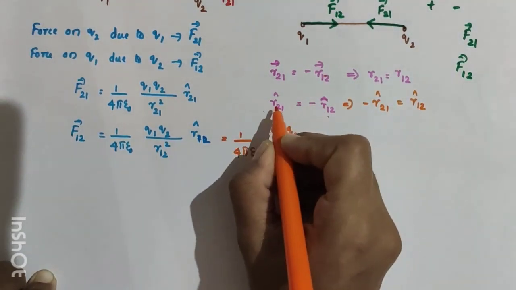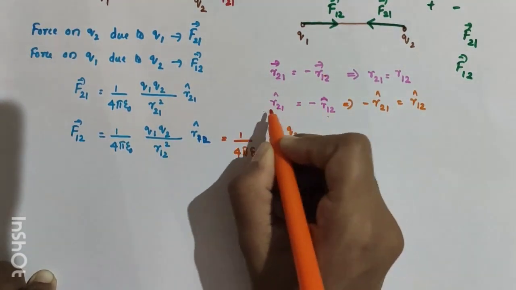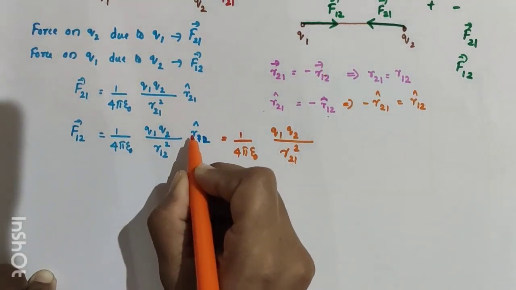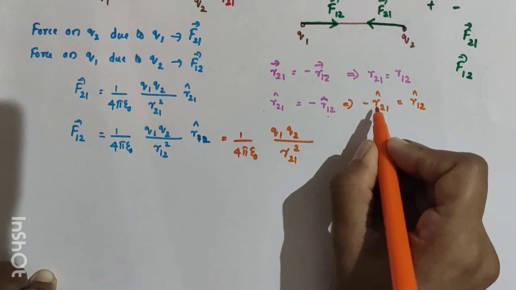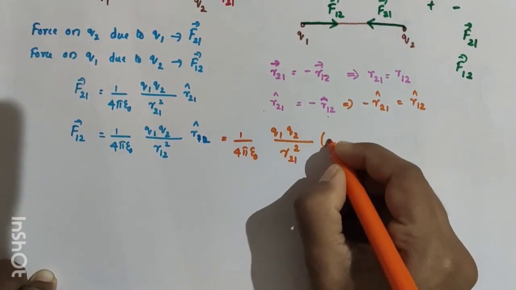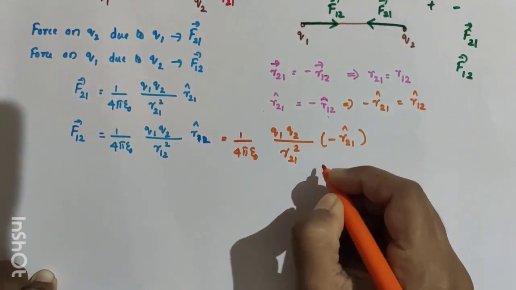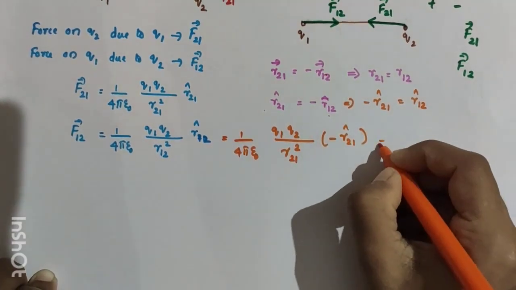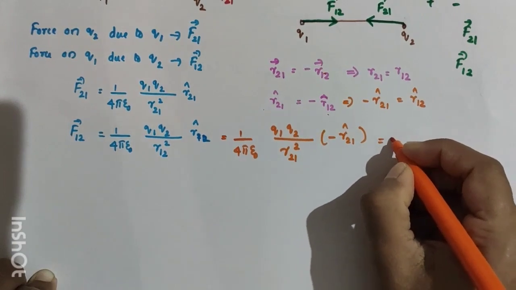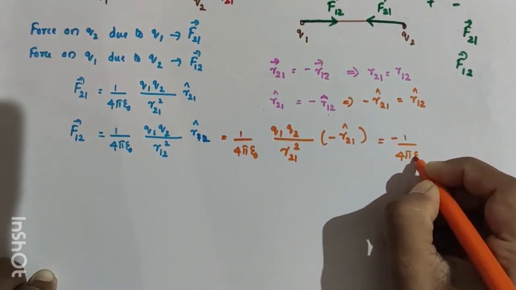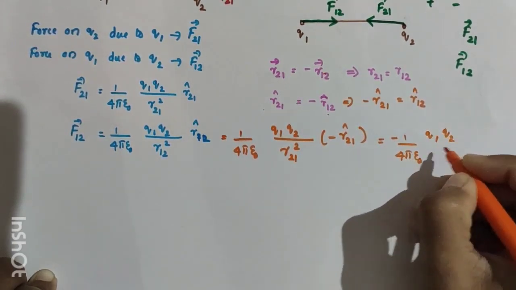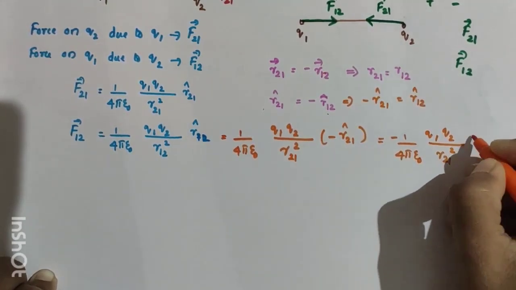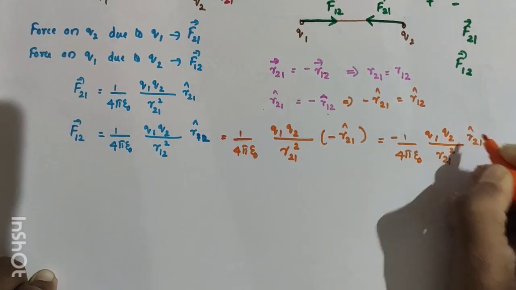You can just multiply this equation with the negative sign on both sides, so that it becomes like this. So what I'm going to do is replace this R12 cap with minus R21 cap. Alright, so we can write it as, I'm writing this negative sign first, minus 1 by 4 pi epsilon 0 q1 q2 divided by R21 square into R21 cap.